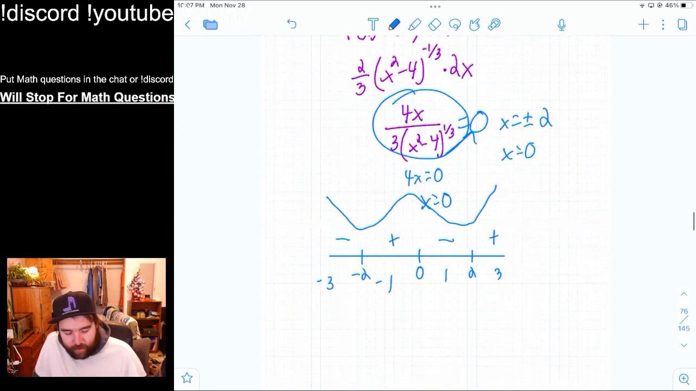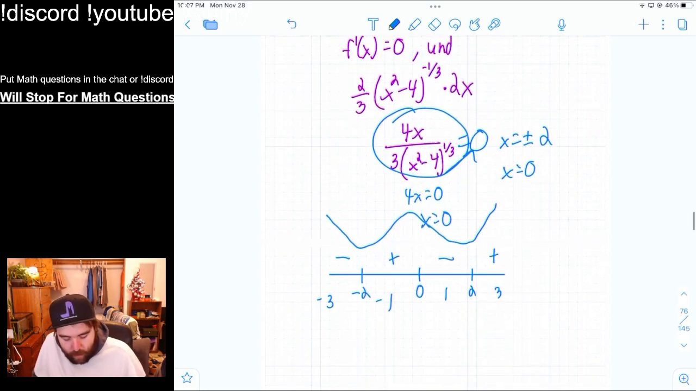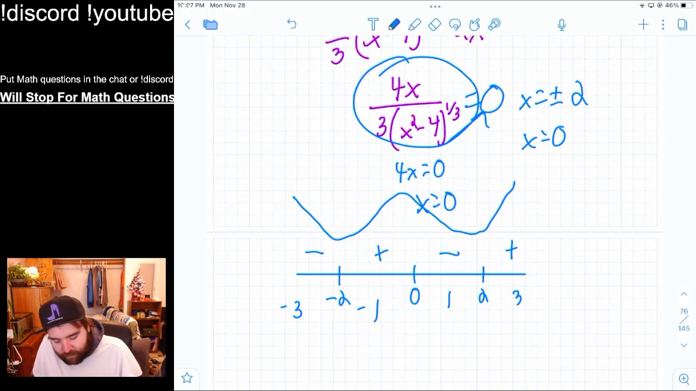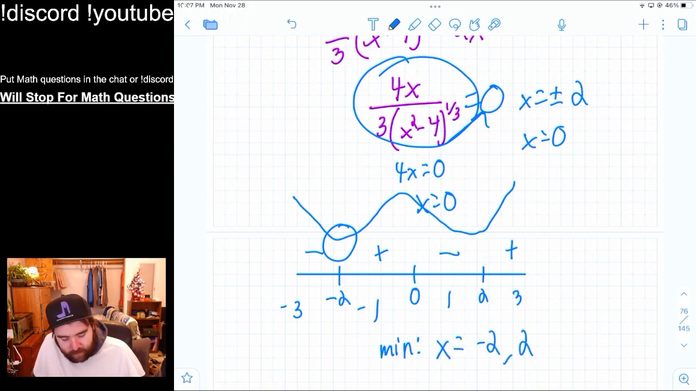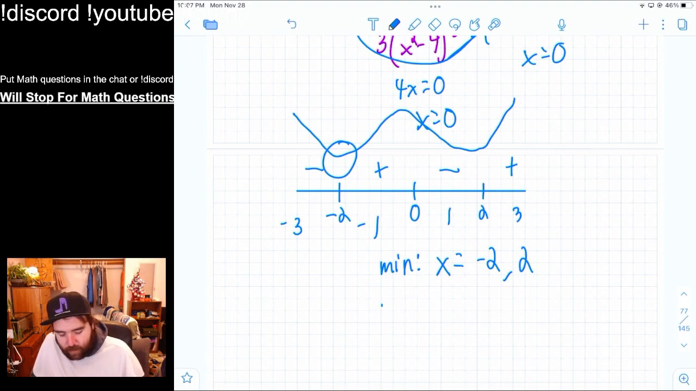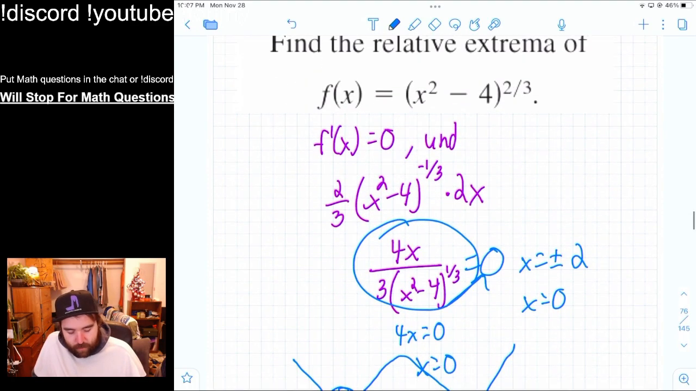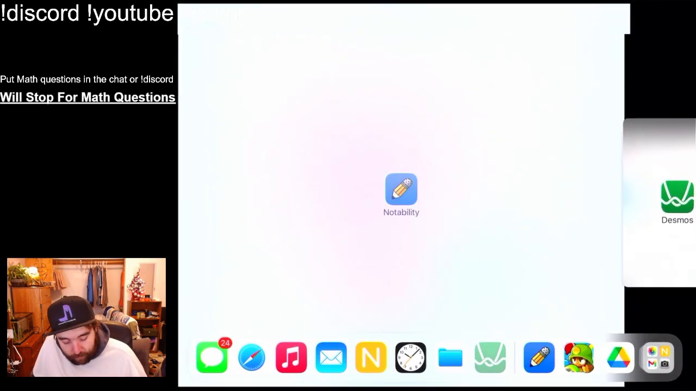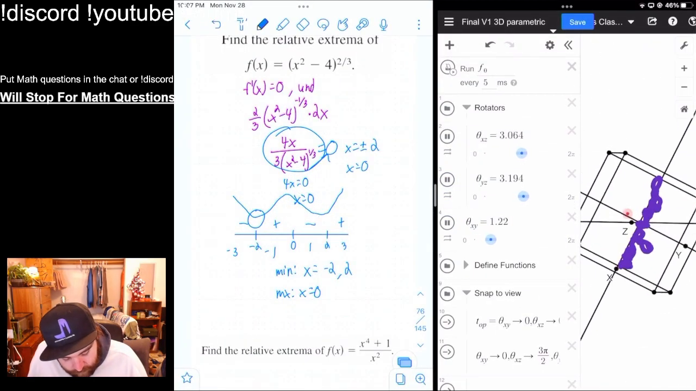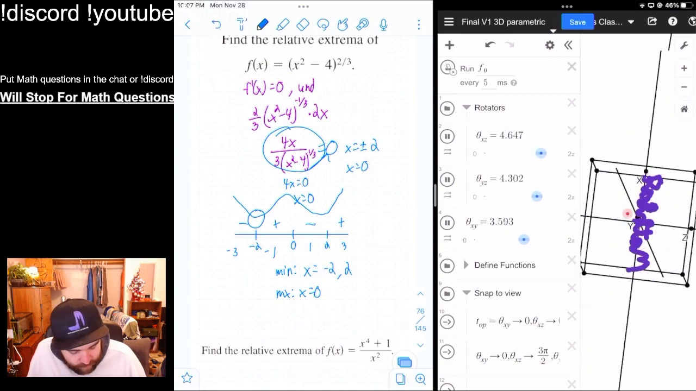So what do we want anyway before we even look at that? What are our relative extrema? So we have a relative min, and we'll just find the x values. We have a min at x equals -2 and +2, so plus or minus 2. And we have the max at x equals 0. Now let's take a gander at what this graph looks like. I remember this graph. Isn't that pretty neat though?